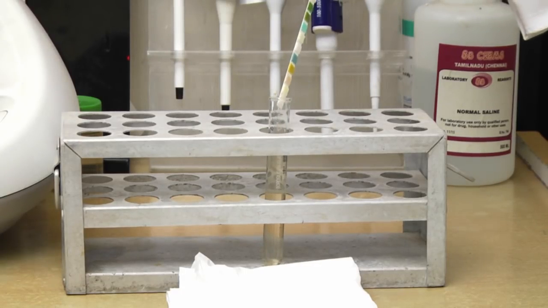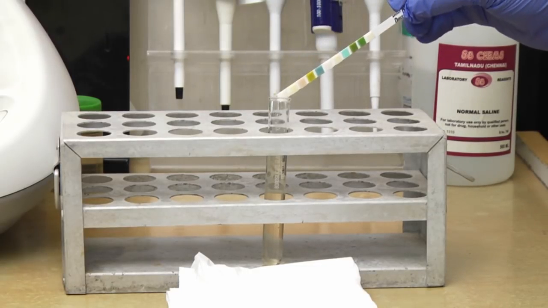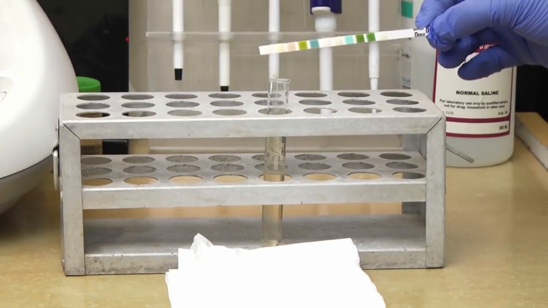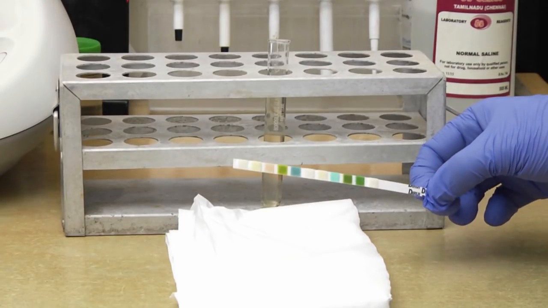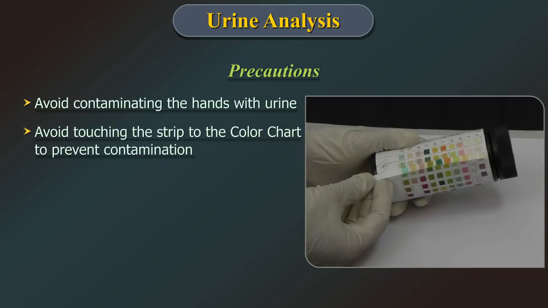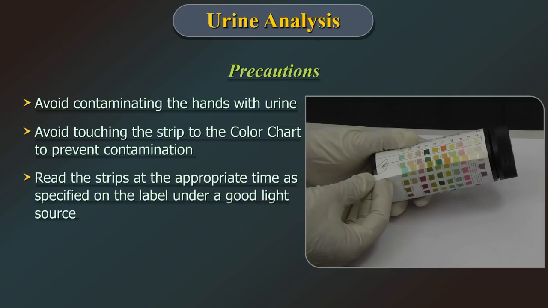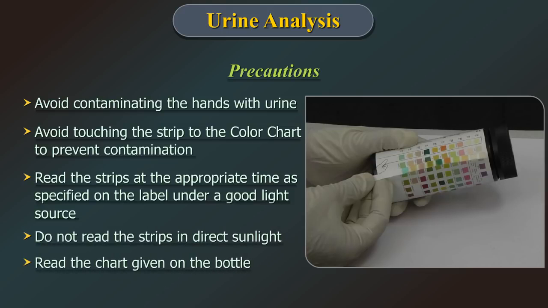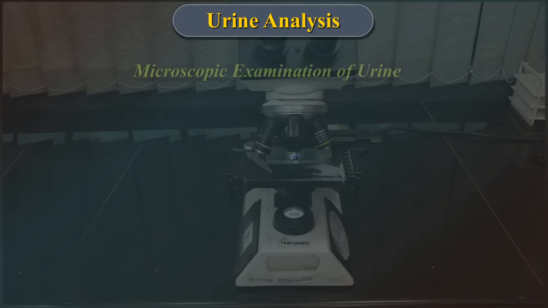Remove excess urine by running the entire length of the strip along the edge of the container. Hold the strip horizontally to prevent possible mixing of reagents from adjacent areas. Avoid contaminating the hand with urine. Avoid touching the strip to the color chart to prevent contamination. Read the strips at the appropriate time as specified on the label under a good light source. Do not read the strips in direct sunlight.